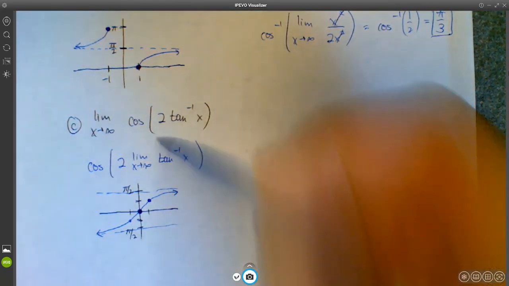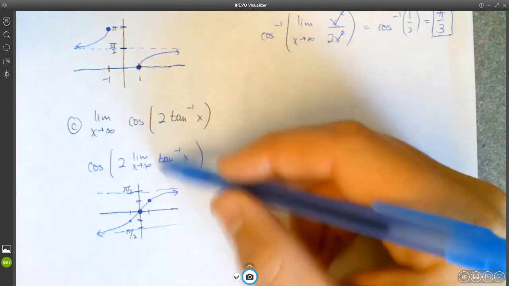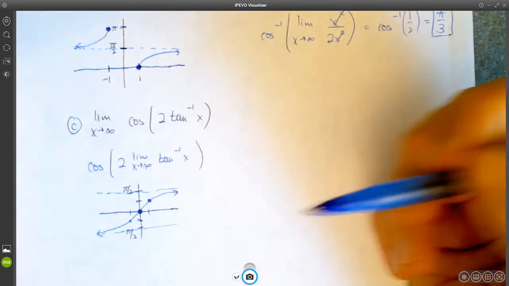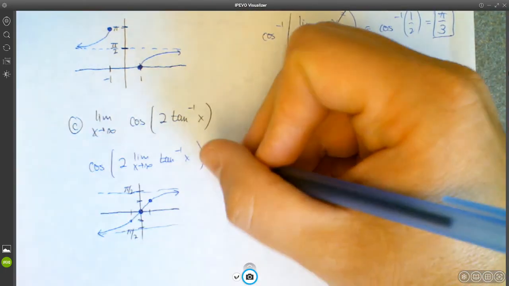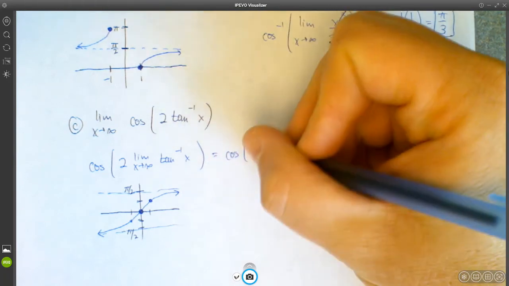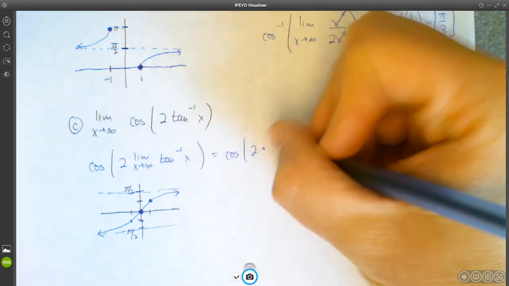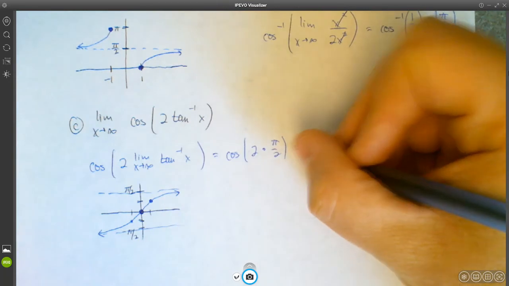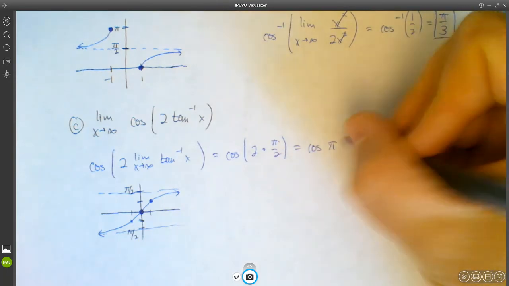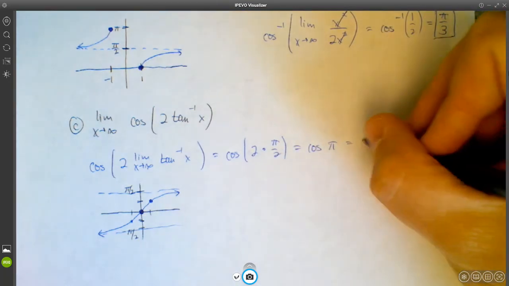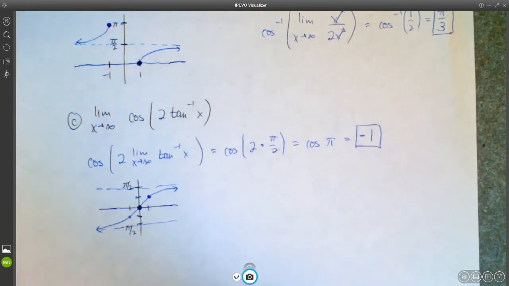So what's happening as x goes to infinity? It looks like tangent inverse of x is approaching pi over 2. So this should be cosine of 2 times pi over 2. That's just cosine of pi. Cosine of pi is -1. Okay? So that's how we deal with those kinds of limits.